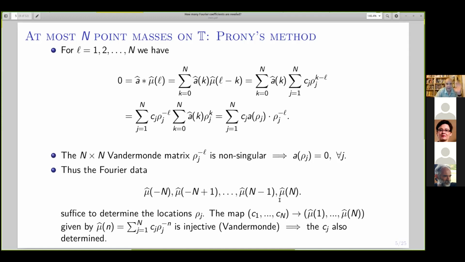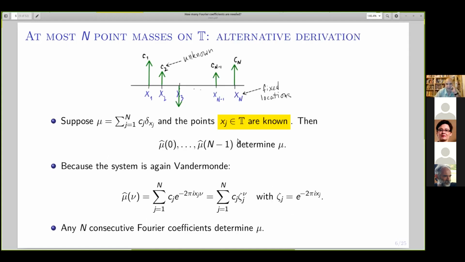Okay, this much is well known, and so it's probably also well known what I'm going to show now, but it's an alternative derivation of this problem, which is somewhat more general and easier to understand, although it's a little less constructive than what I just showed you. So how else could we show that if we know mu hat from minus n to n, it determines the measure?